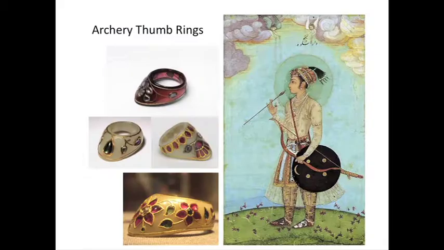We'll talk a little bit more about archery thumb rings. This is an element that came to India with the Mughals. It originated in China and then traveled through Persia and into the Indian subcontinent. So these are carved stone. The top one is garnet. The two there in the center are jade, and I believe the one on the bottom is also jade.